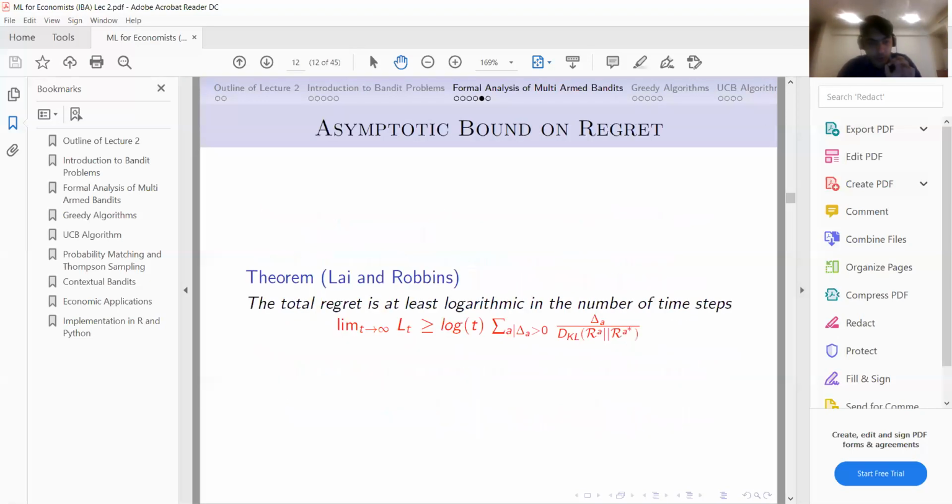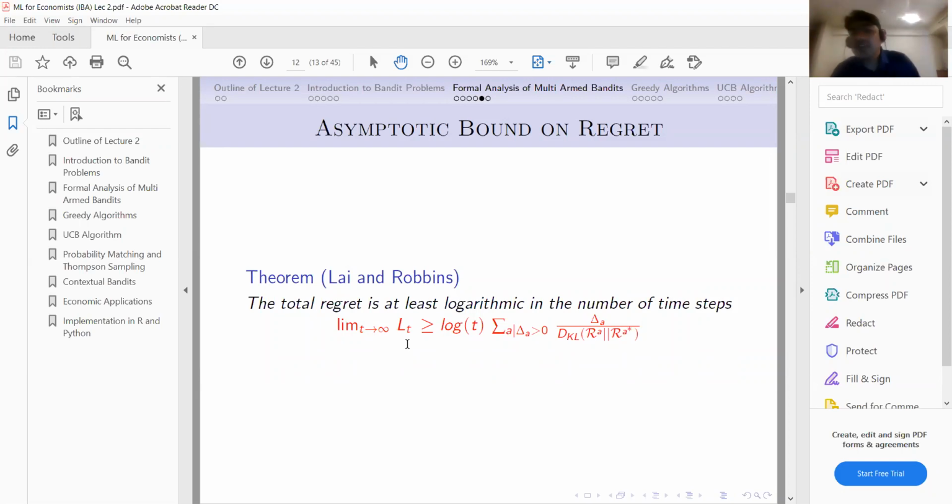I won't go into a lot of detail, but there's a theorem which says that one can bound the total regret from below. Remember LT, I already defined LT as the total expected regret. Asymptotically, as t goes to infinity, there is this theorem, which I won't prove, which tells you that the total regret is at least logarithmic in the number of time steps. So you can't do better than this.